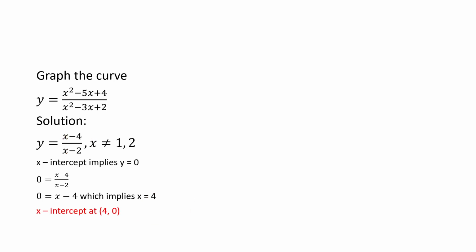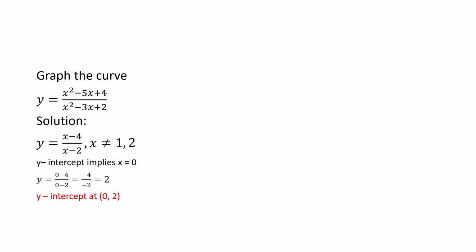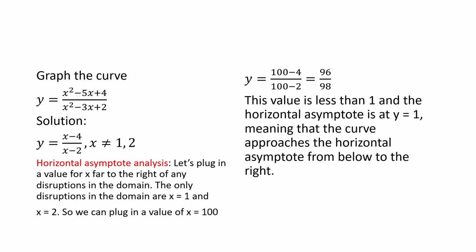Okay? It's easy to figure out our x-intercept. If we want to figure out our x-intercept, we just let y equal 0. Multiplying both sides by x minus 2 gives us x minus 4 equals 0. So x is 4. So there's our x-intercept in red at the bottom. And our y-intercept is obtained by letting the x value equal 0. -4 over -2 is 2. So we got a y-intercept at (0, 2). All right. So we got a lot of information.